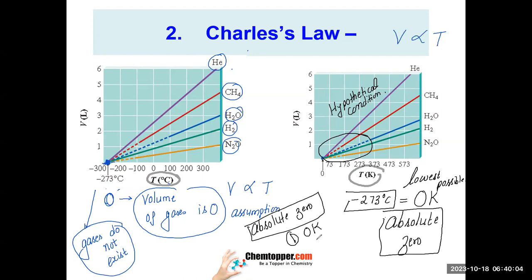Arjun, what are you writing? You're trying to say volume. Yes. Second, volume of gases is zero. So definitely it's a hypothetical condition. This is for gases only. So you are not going to say this. You will say gases cease to exist. This is how you will see the language in the books.